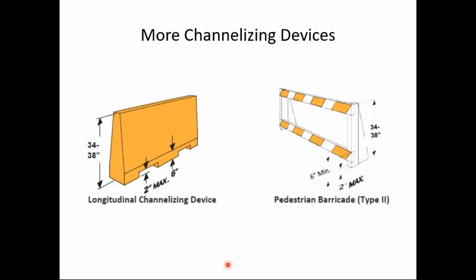Here are a couple more possible channelizing devices that comply with the requirements we talked about. The one on the left we'll call a longitudinal channelizing device. I probably would add the word pedestrian there: longitudinal pedestrian channelizing device. And notice the maximum that it's off the ground is 2 inches. And there is that 6-inch kind of vertical surface there. The total height, 34 to 38 inches. On the right, we see a type 2 pedestrian barricade, which appears to comply with the requirements we just talked about as well.